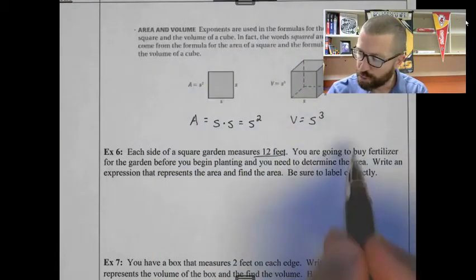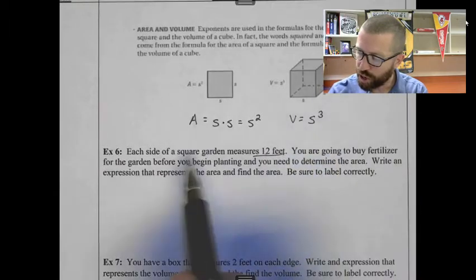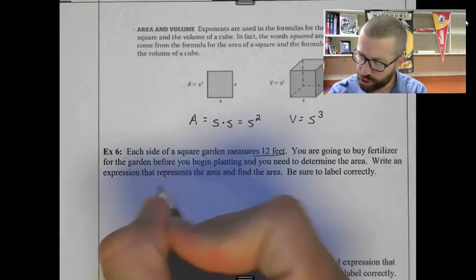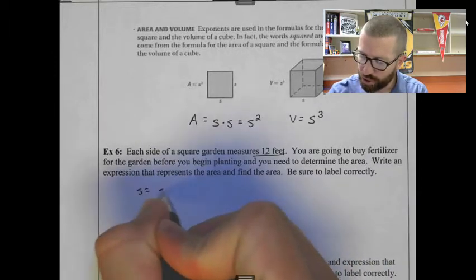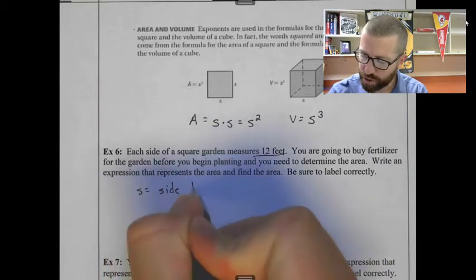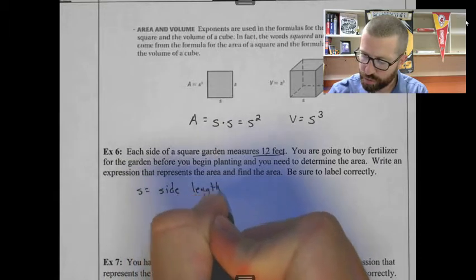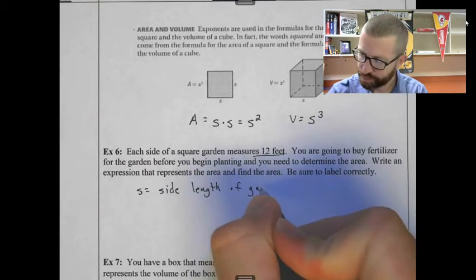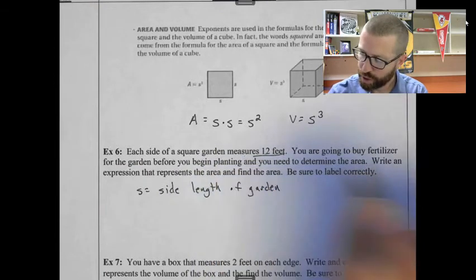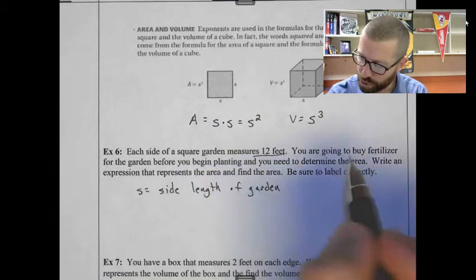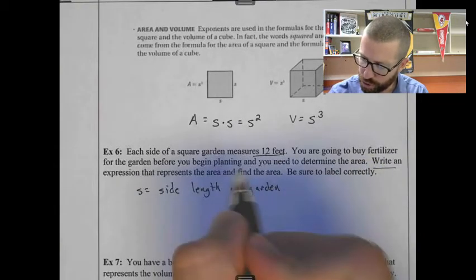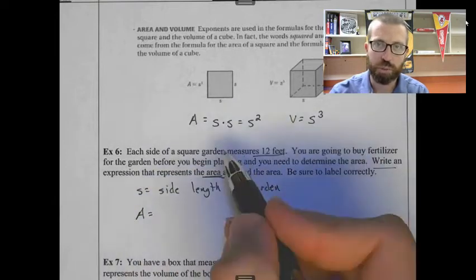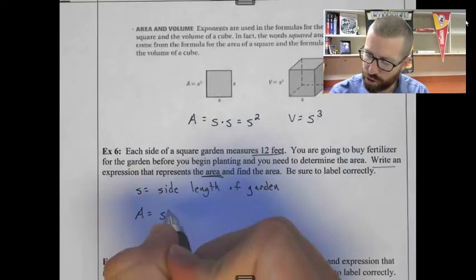Okay, so let's look at some variables. So each side of a square garden measures 12 feet. Okay, so let's let S be the side length. And if you want to write of garden, you can as well. And we know that area, because what we're looking for is write an expression that represents the area. We know area, just from the formula above, is S squared.